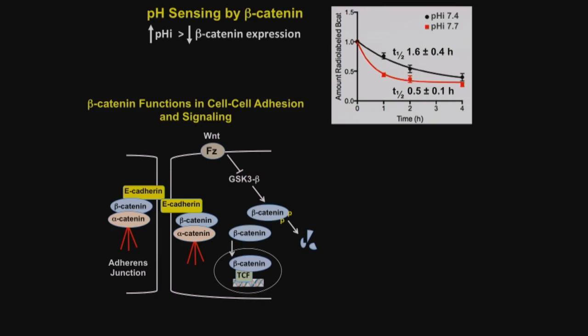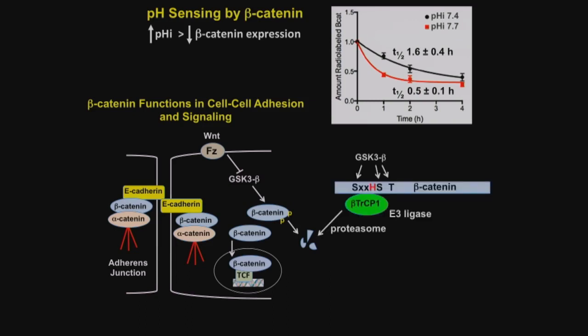Okay, so most of you know that beta-catenin wears multiple hats. It's a cell-cell adhesion protein as part of the E-cadherin complex, and it's also a signaling protein downstream of multiple Wnt ligands. Okay, so how does it function in both? Its stability and its degradation is markedly regulated.